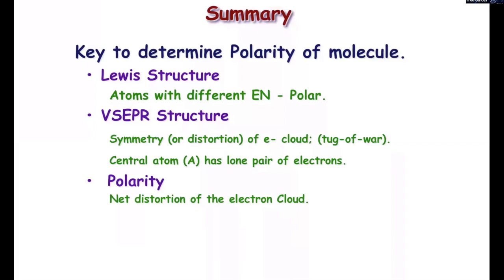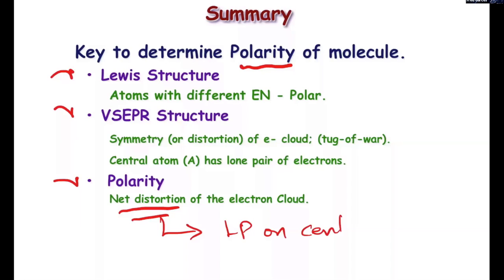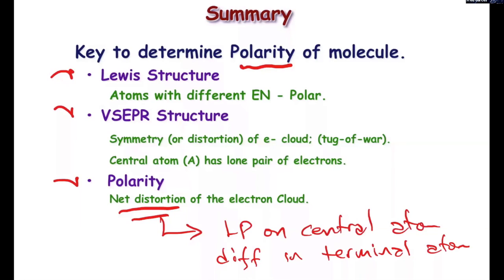The key to determine polarity is you work on the Lewis structure, you know the molecular geometry, and then you use common sense to determine whether there's a net distortion. That's the key of the electron cloud. And that net distortion can originate from lone pairs on the central atom, any central atoms, and difference in terminal atoms. So if the terminal atoms are different from each other, then what you have is a distortion of the electron cloud. So I hope that's clear in terms of what we just talked about, okay?